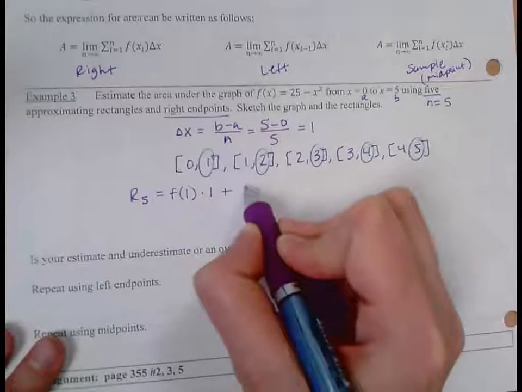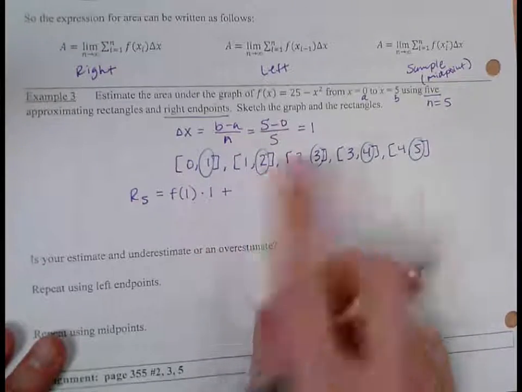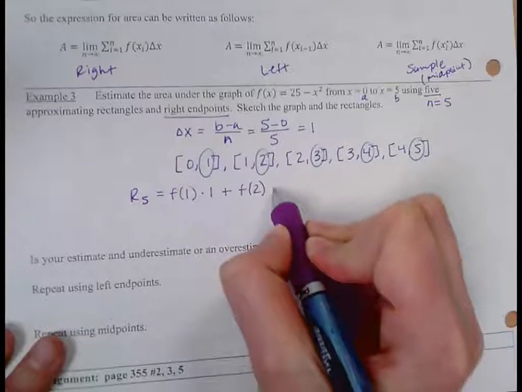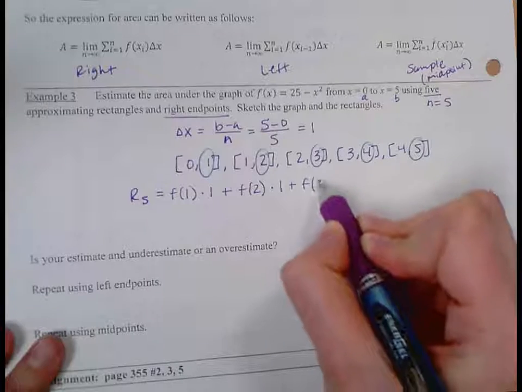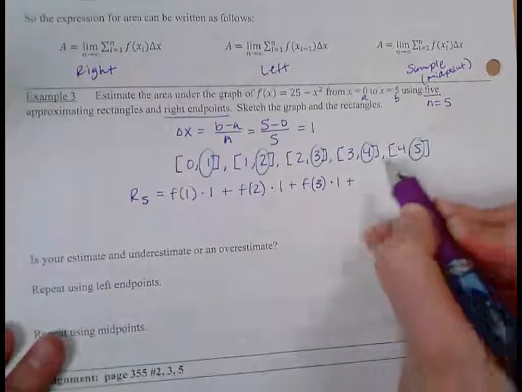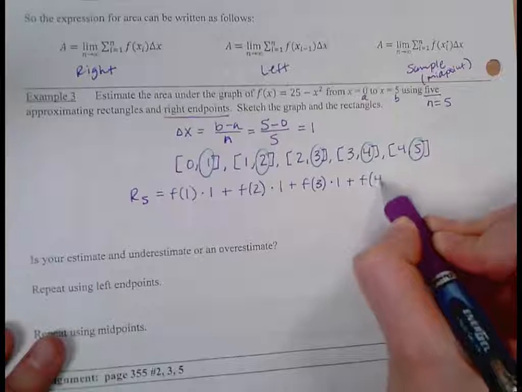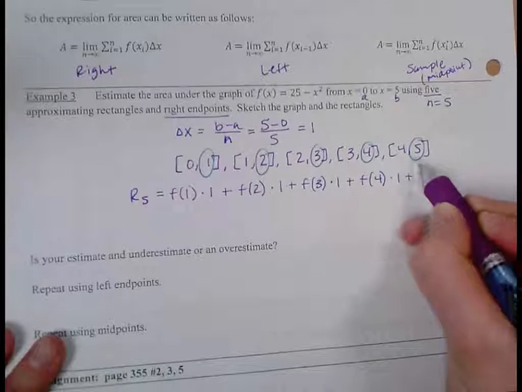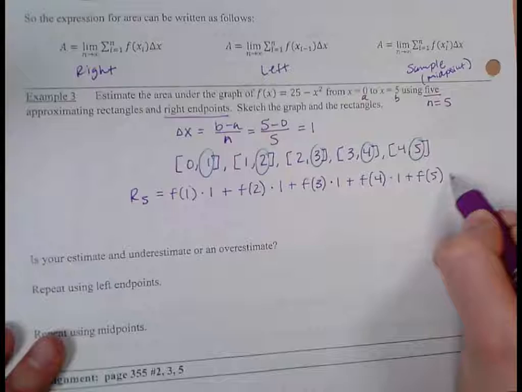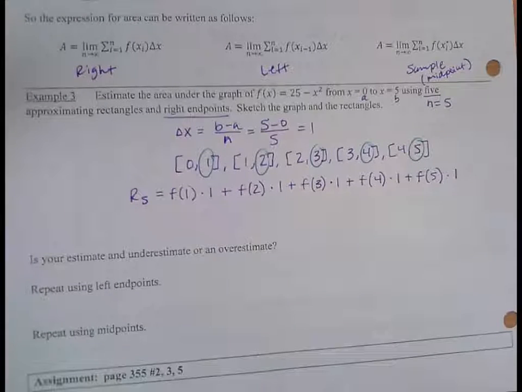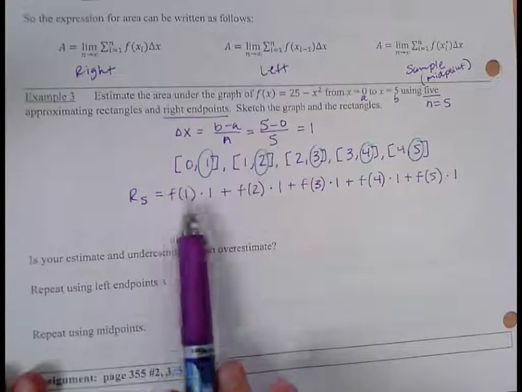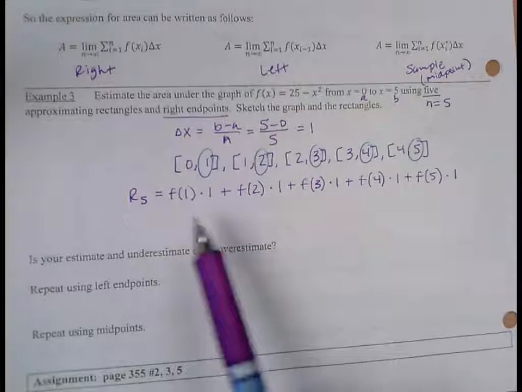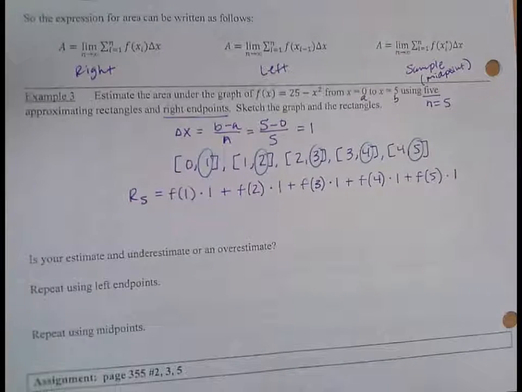Plus, my second interval has a height of, using 2 as the x value, f of 2, and again a width of 1. Plus, third rectangle would have a height of f of 3 times 1. Fourth would have a height of f of 4 times 1. Fifth would have a height of f of 5 times 1. Okay, so I would calculate these values and add them together. They're all multiplied by 1, so just calculate these 5 function values and add them together to get your area.